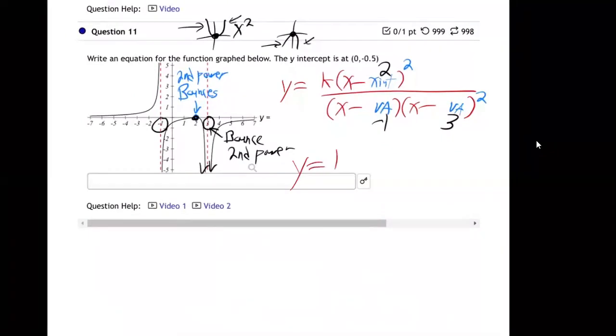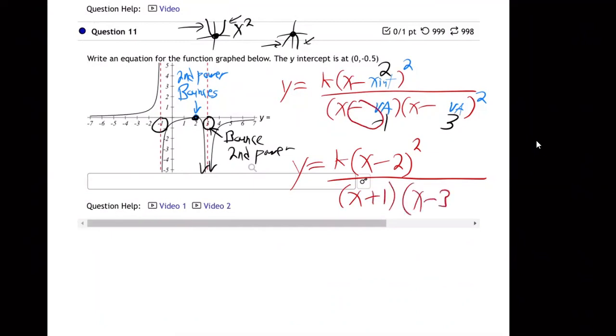So this becomes y equals k times (x minus 2) squared over (x minus -1, so x plus 1) times (x minus 3) squared. So look at those two square powers. Those are really important. One of the x-intercepts is squared because it's a bounce, and one of the vertical asymptotes is squared because it has the effect of a bounce, meaning that the graph goes on the same side of it on both sides. Okay, so that's pretty tricky.